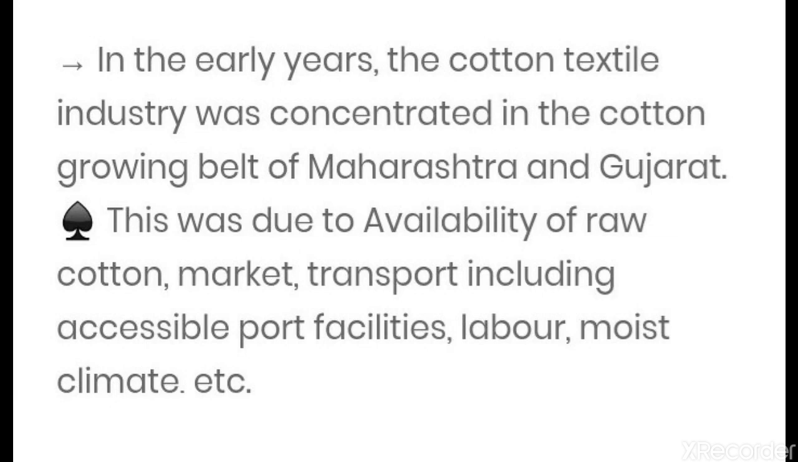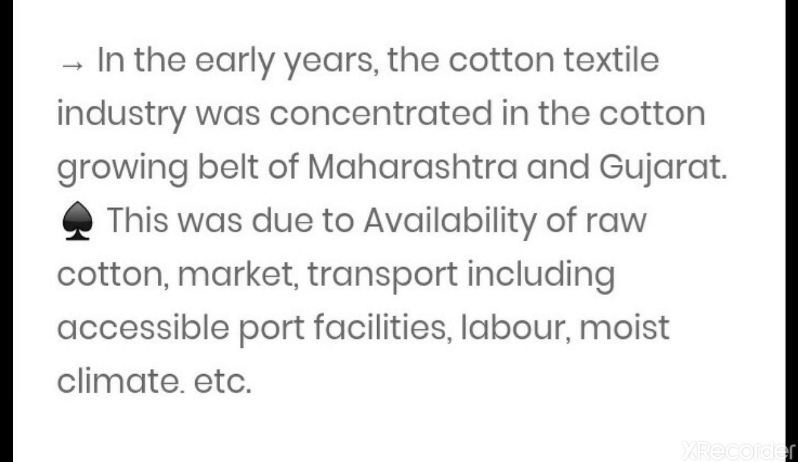The reason for it is the availability of raw cotton. Maharashtra and Gujarat are considered the cotton growing belt of India. They have black soil. Because of the black soil, a large amount of cotton is grown in these states. So this industry gets raw cotton easily in Maharashtra and Gujarat. That is the reason that raw cotton is available in large amounts, so the cotton textile industry is concentrated around this region.